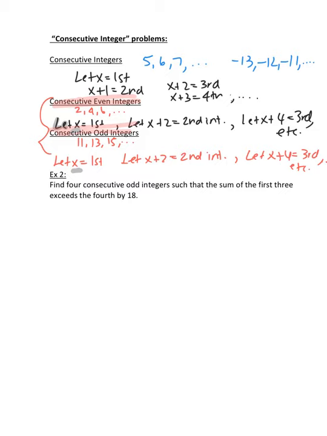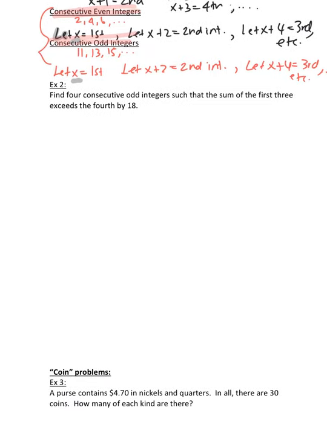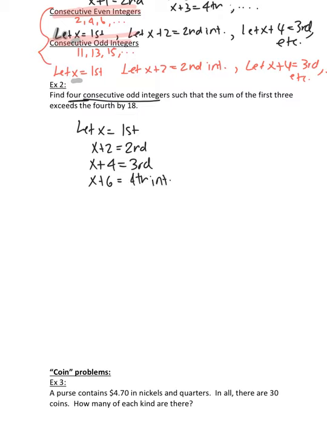Okay, and we're going to look at one example. Find 4 consecutive odd integers such that the sum of the first 3 exceeds the fourth by 18. So I start out by looking at the fact that I want consecutive odd integers. So I'm going to say let x equal the first, and then x plus 2 equals the second, and I want 4 of them. So I'm going to do 4 let statements. X plus 4 equals the third integer, and x plus 6 equals the fourth integer.